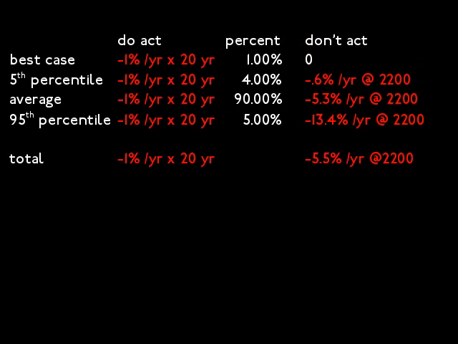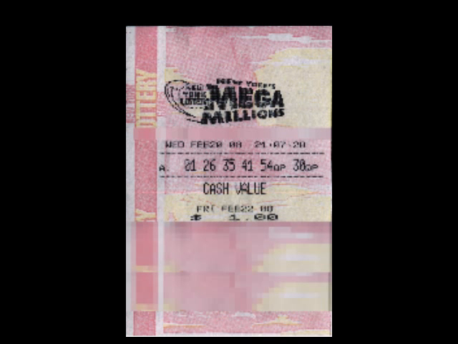So you can see that the cost of acting is 1% per year for 20 years, and not acting will cost us 5.5% per year by the time 2200 rolls around. So there is the middle you've excluded. If you notice, I come to the same conclusion that you do, but without that logical fallacy. Oh, and do wish me luck in tonight's drawing.